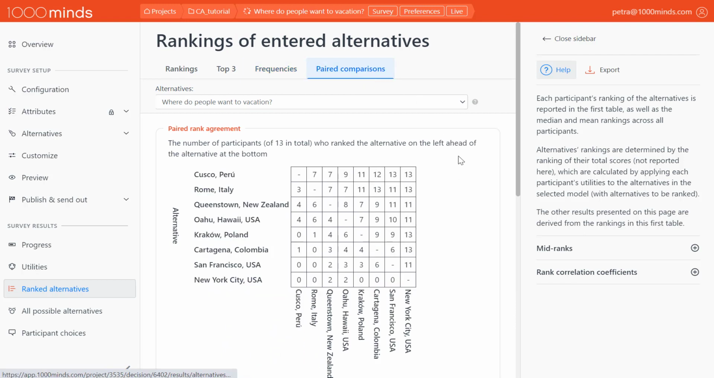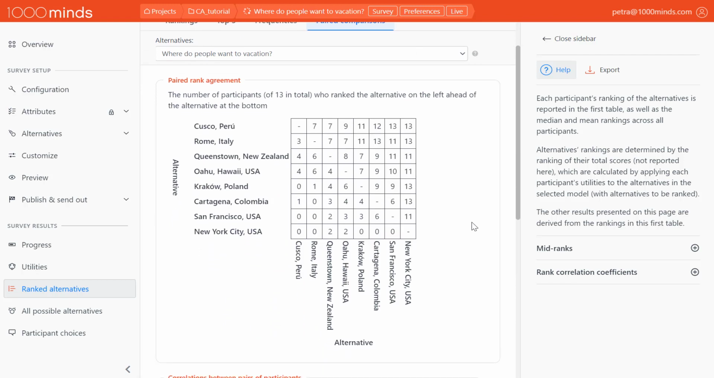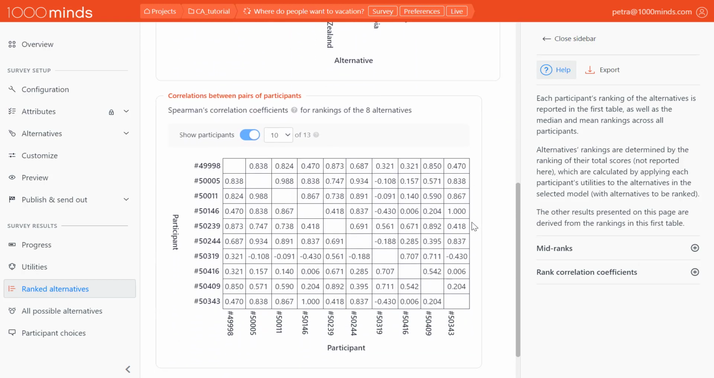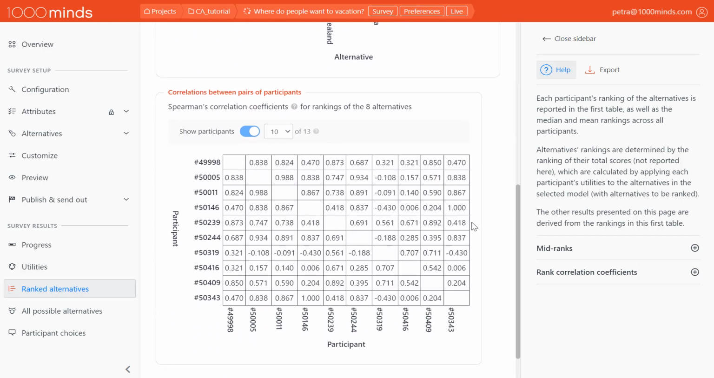The paired rank agreements table shows us how many participants ranked the alternative on the left higher than the alternative on the bottom. We can also display the Spearman's correlation coefficient for our alternative rankings between pairs of participants. These tables are good for more detailed analysis about participant preferences.